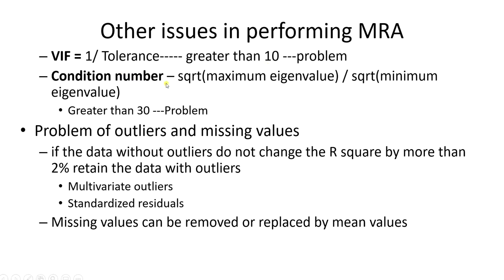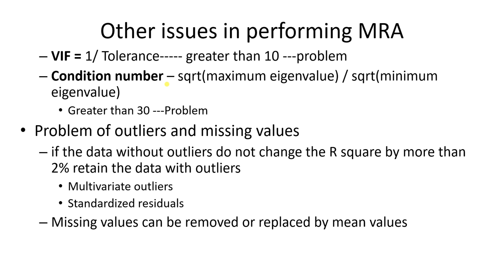Another index is called condition number. This is basically the square root of the maximum eigenvalue divided by the square root of the minimum eigenvalue. And fortunately, we do not have to do the calculation, because the statistical software does it for us. SPSS has this output as an option. And if the condition number is greater than 30, then the problem of multicollinearity is there.